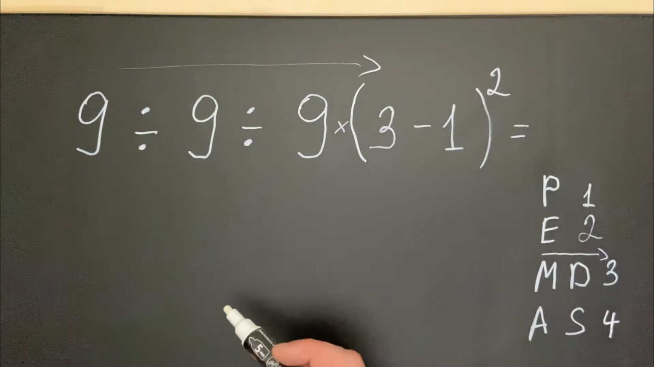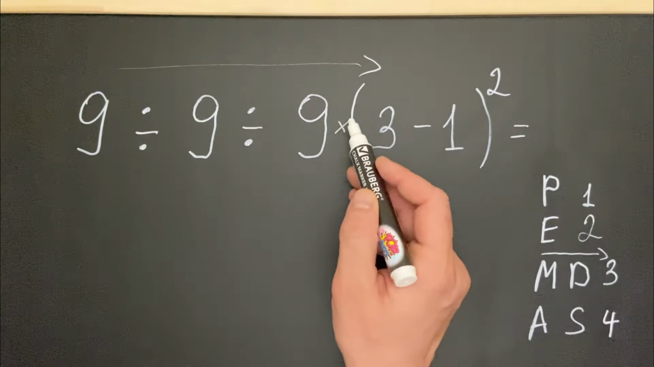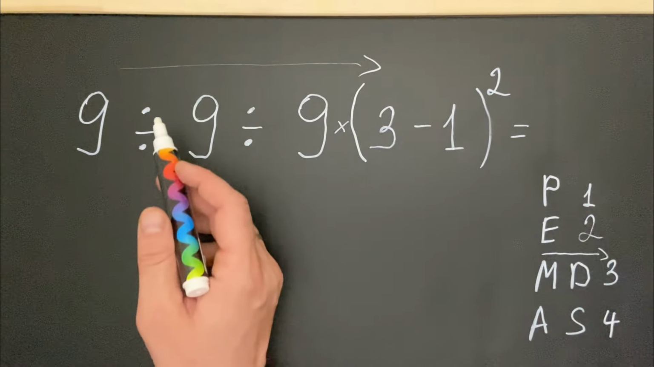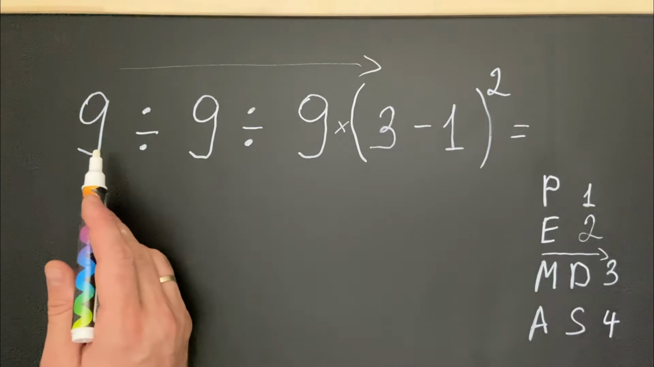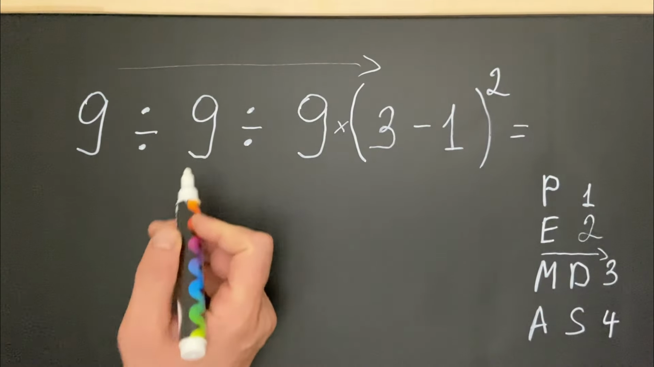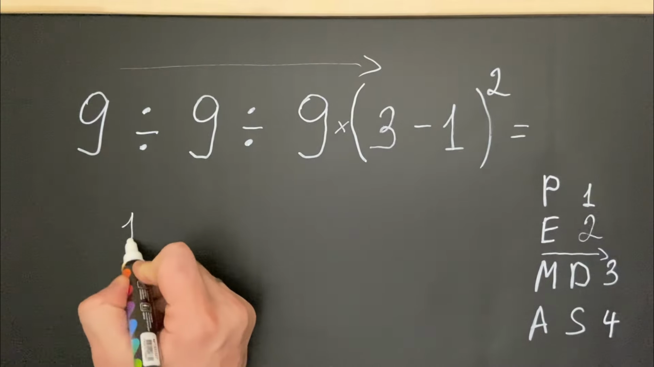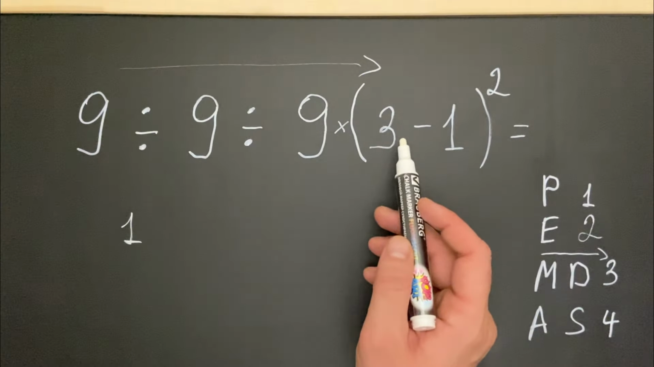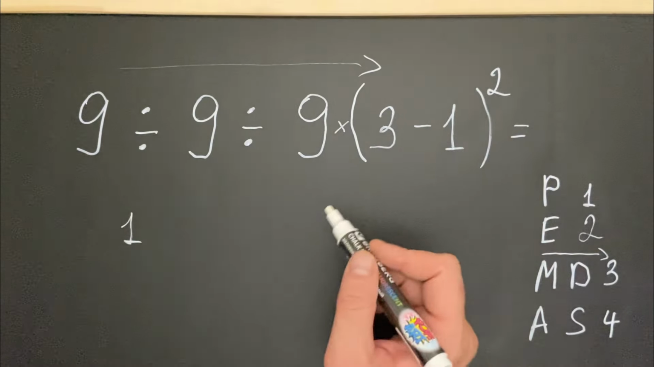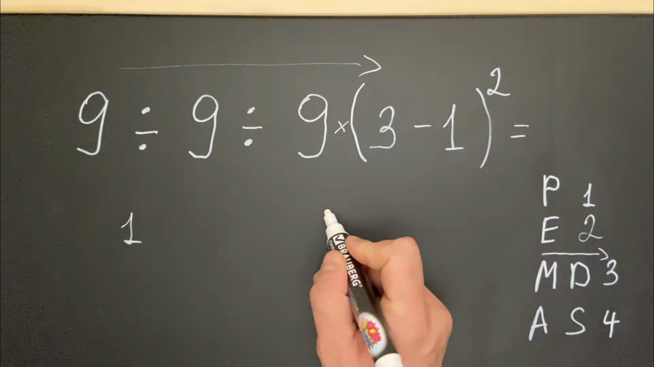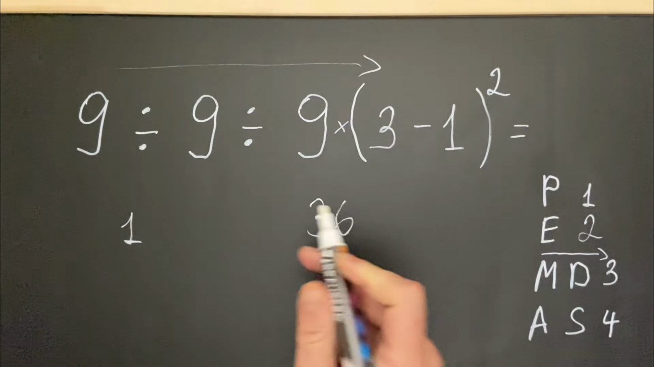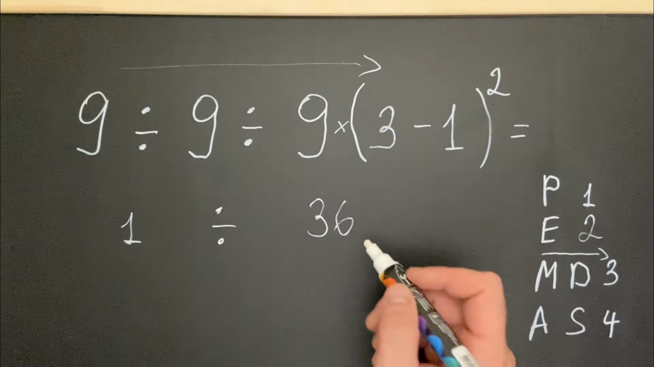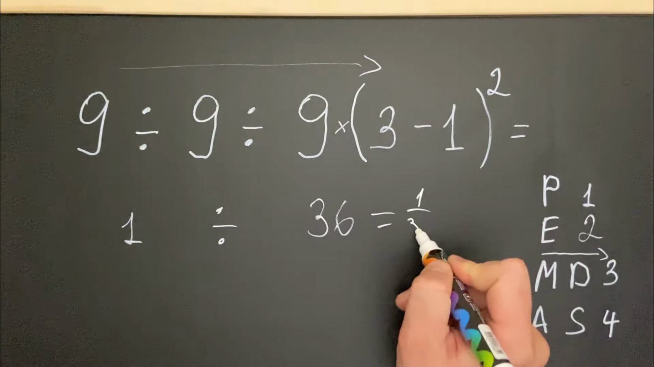Another thing, as mentioned: we should not do, for example, this multiplication first and then this division, because most people try to combine. For example, they combine 9 divided by 9 and get 1. Then they do the parentheses, 3 minus 1 is 2, squared is 4. Then they do 9 multiplied by 4 is 36, and then the division, and they get, for example, 1 over 36.